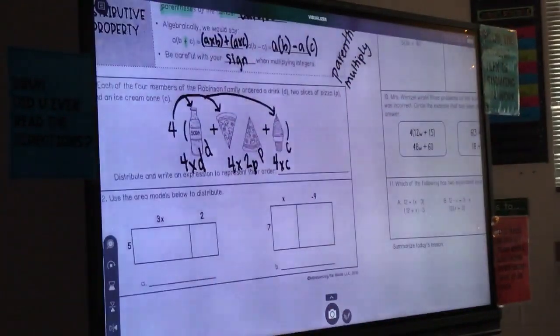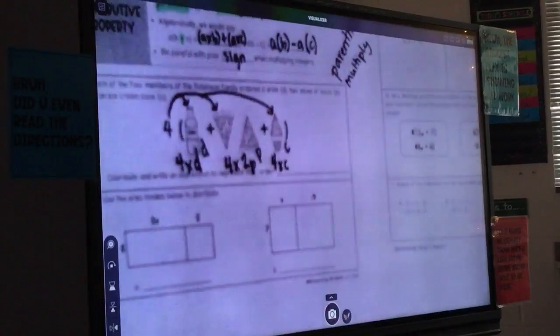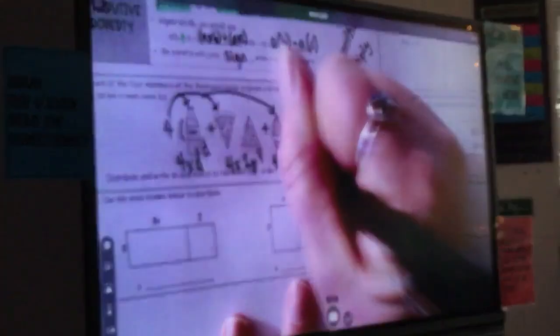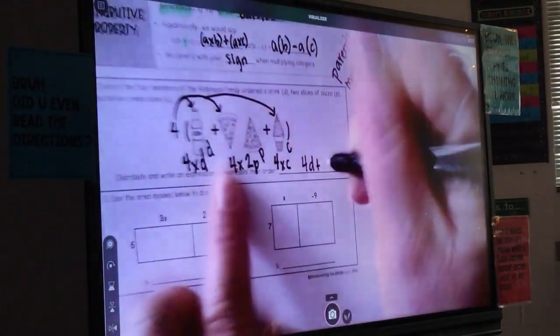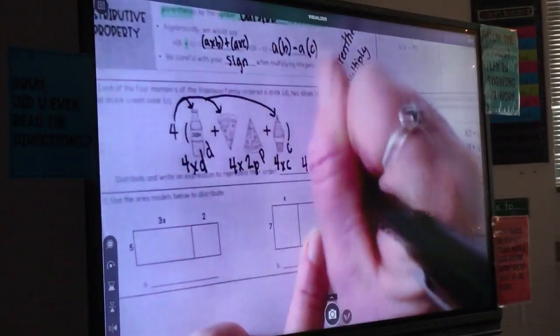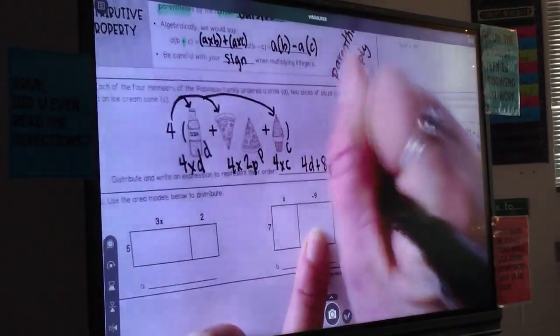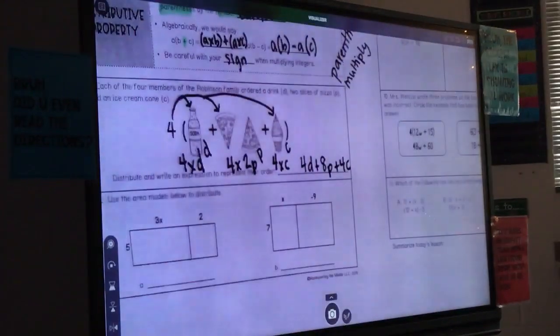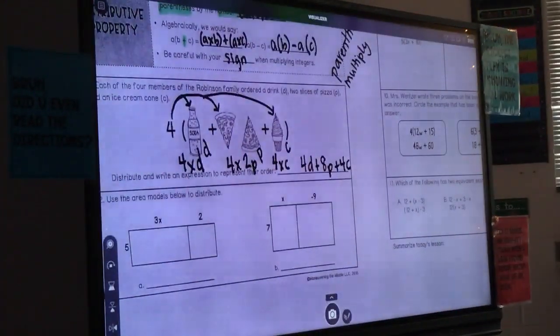So when I rewrite this all together, I get 4D plus, what's 4 times 2? 8P plus 4C. Questions?